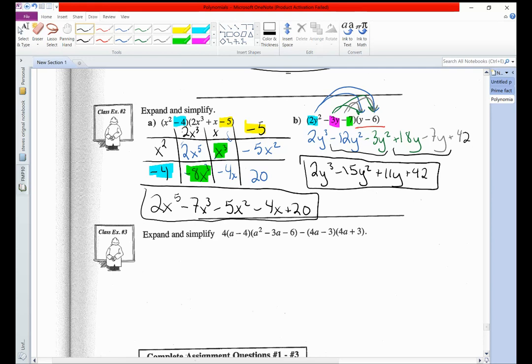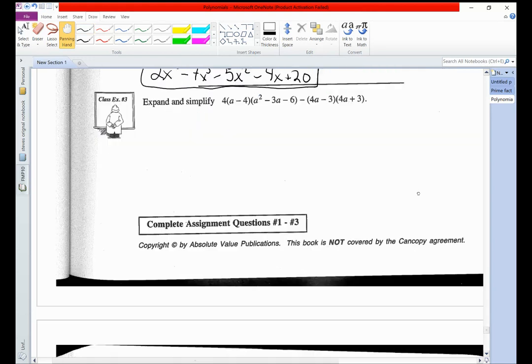I apologize for that. All right, so that is multiplying two larger terms together, a binomial by a trinomial, and it can get really complicated or just really big. It's not super complicated. You know how to do each of these steps. It's just a matter of staying organized, keeping it laid out nicely, and making sure that you don't forget about things. Like the next question here, it's pretty long. If I read that out, it's 4 multiplied by a minus 4, all multiplied by a squared minus 3a minus 6, subtract 4a minus 3 multiplied by 4a plus 3. So it's just a matter of dealing with things one at a time.